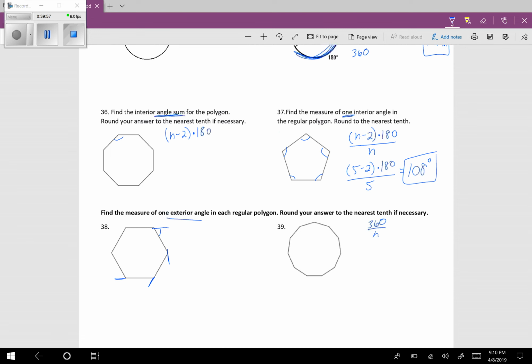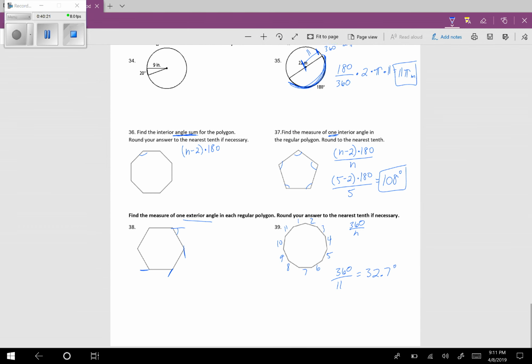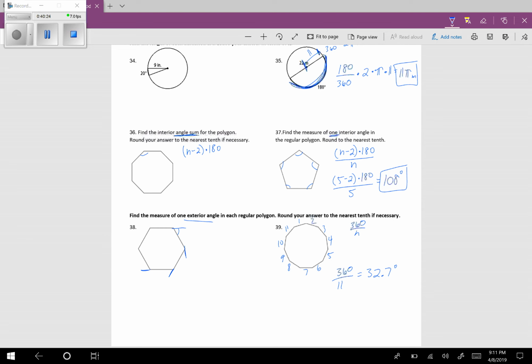So number 39, number your sides. 1, 2, 3, 4, 5, 6, 7, 8, 9, 10, 11. So we have 11 sides. So we have to do 360 and divide it by 11, and you will get 32.7 degrees. Okay, so we've gone through, we've done all of the odds, a couple of the evens.